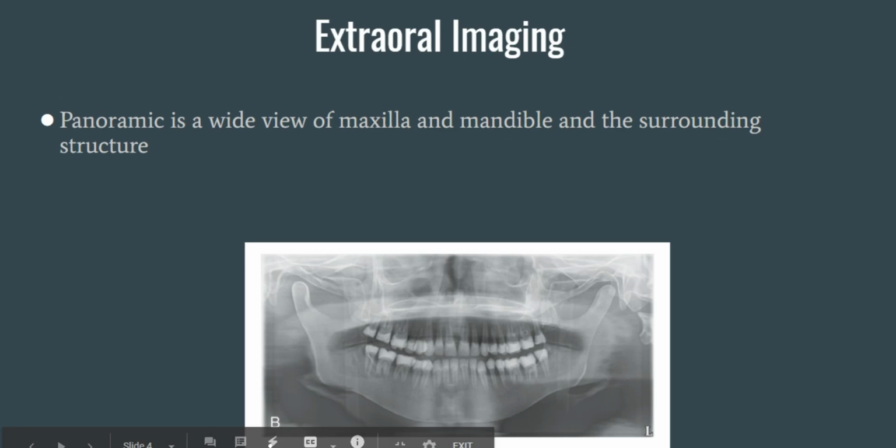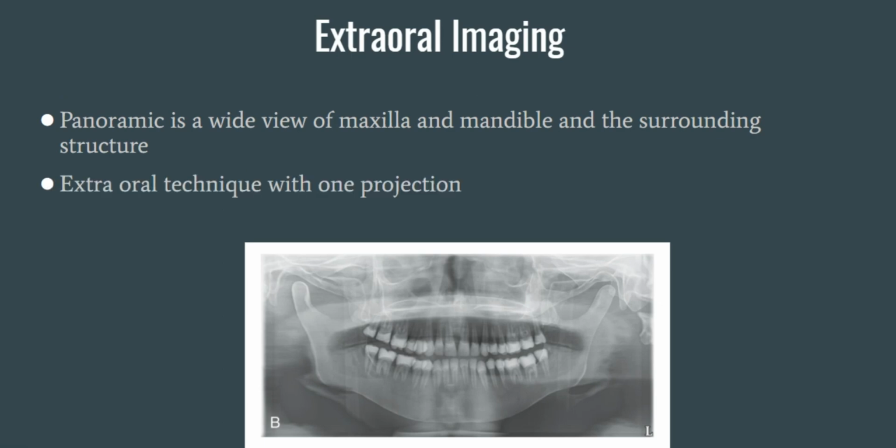So the first type of extraoral projection we'll talk about here is a panoramic. And a panoramic is a wide view of the maxilla and mandible and the surrounding structures, and it is all located on one film. So this is an extraoral technique with one projection. And as you can see from the sample here, it does not show the details very well. So if you're trying to detect caries on this film, you may have a more difficult time than with using a PA or a bitewing.